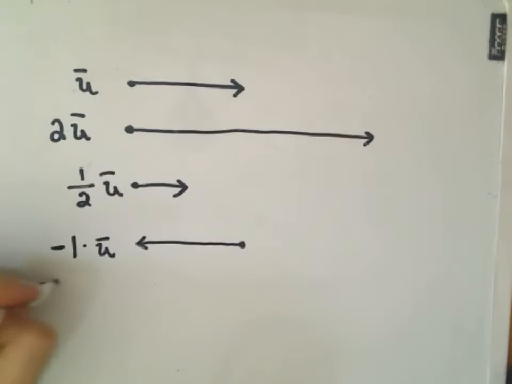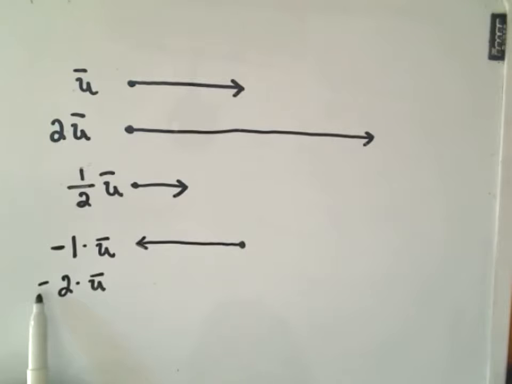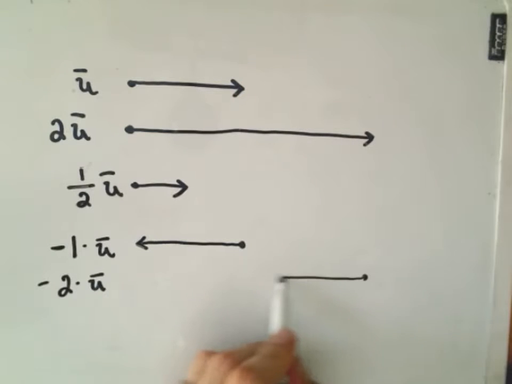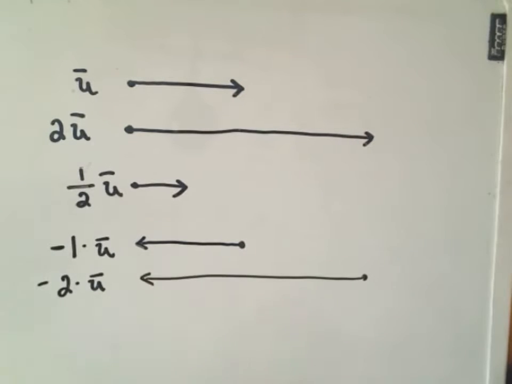And the same thing, -2 times u. To me, the negative basically says reverse the direction, and then stretch or contract accordingly. So -2u would be the vector that points to the left, but is twice as long as the original vector.